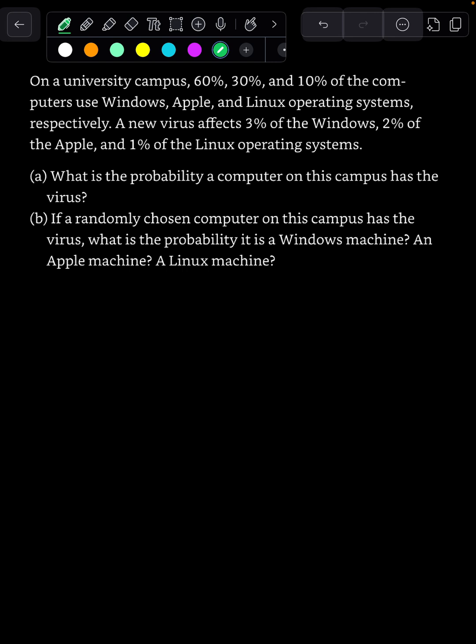So we have 3 different computer systems on campus. So I want to make a tree that has 3 branches. The first one will be a Windows device. And then I have an Apple device. And then I have a Linux device. And 0.6 of them are Windows, 0.3 of them are Apple, and 0.1 of them are Linux.